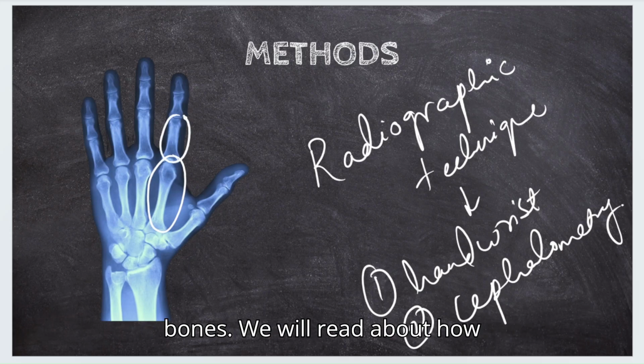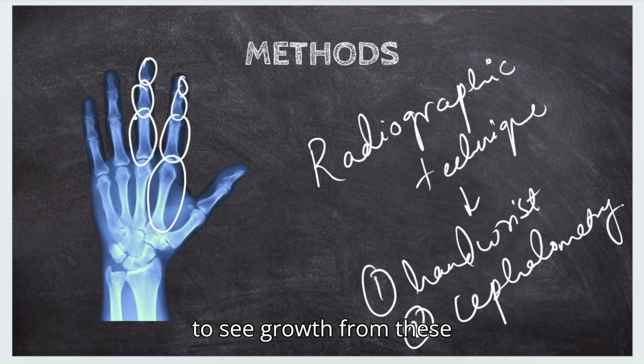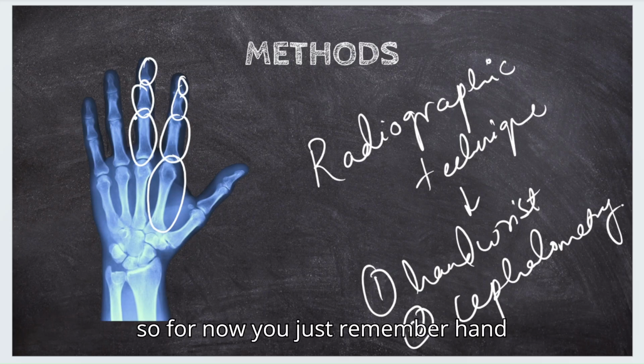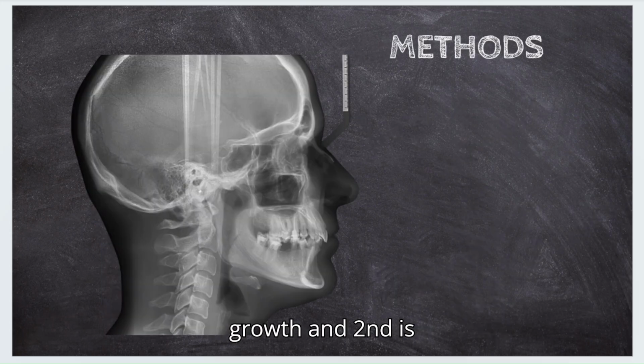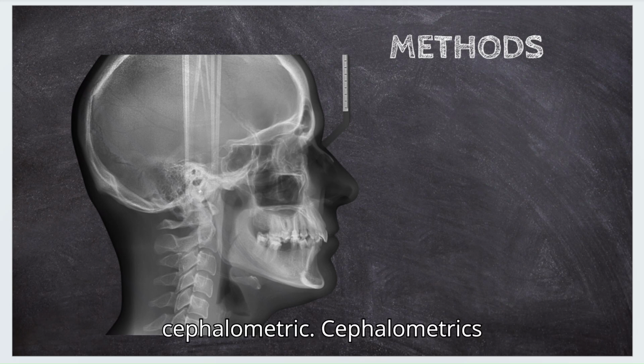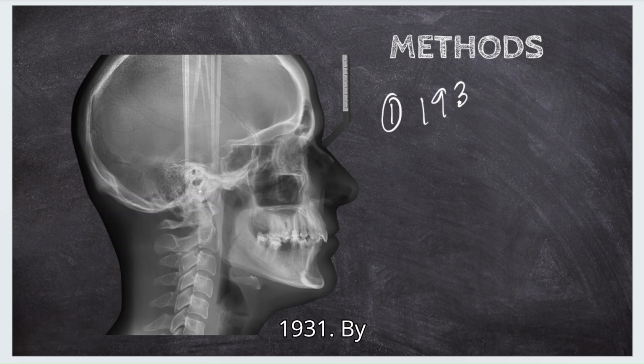You see, these are the bones. We'll read about how to see growth from these bones in the later classes. Okay. So for now, you just remember hand wrist radiographs are taken to study growth. And second is cephalometry. Cephalometrics was first introduced in 1931 by Broadbent.